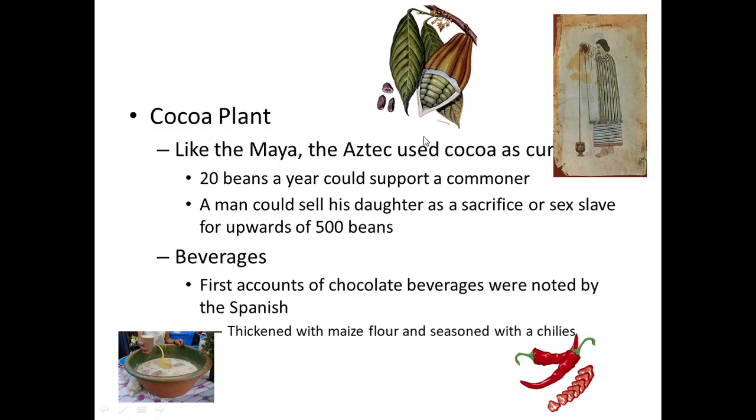Now, cocoa plant, cacao, saan yan galing? Like the Maya, the Aztec used cocoa plant as currency. So 20 beans a year could support a commoner. Parang gold na yan sa kanila noon. Ginagawa nilang chocolate. A man could sell his daughter as a sacrifice or sex slave for 500 beans. Imagine, if you have 500 beans, you can buy one person. Pwede kang bumili ng dalaga. Gawin mong sex slave or gawin mong sacrifice sa Diyos. Ganyan ka-precious ang magtanim ng kokwa noon.